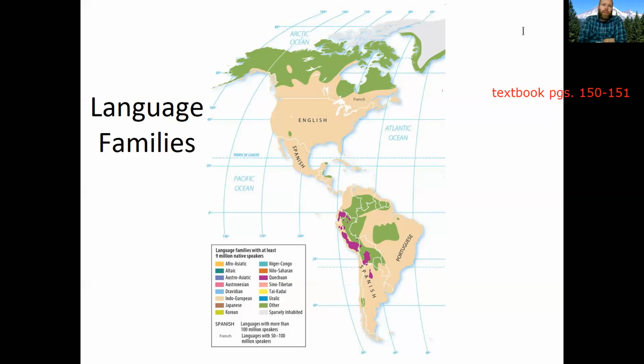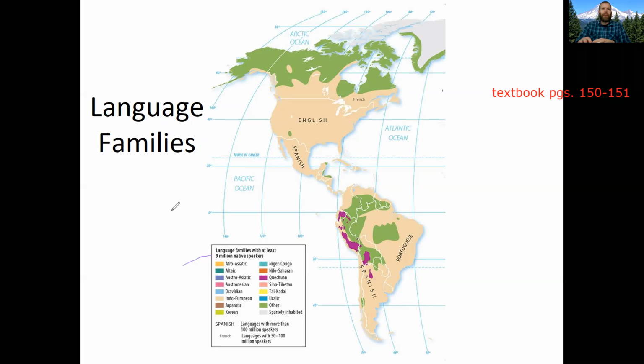So I'm going to start with the New World, the Western Hemisphere. First of all, I want to be clear that your textbook talks about the language families with at least 9 million native speakers. According to your textbook, there are about 15 of those. And as we'll talk about once we get back to school, language family is just the biggest category of how you split up all the languages in the world.